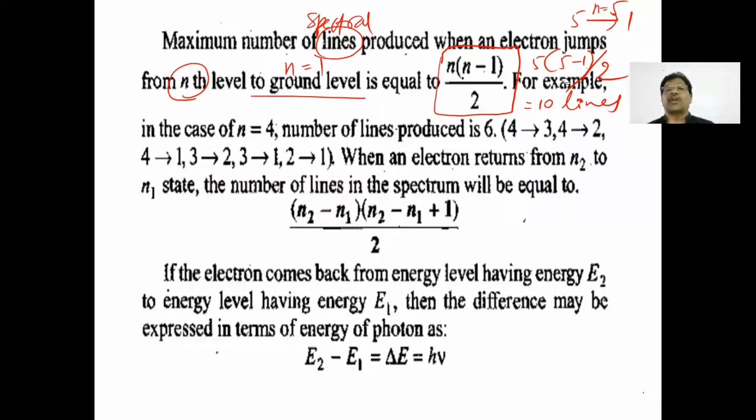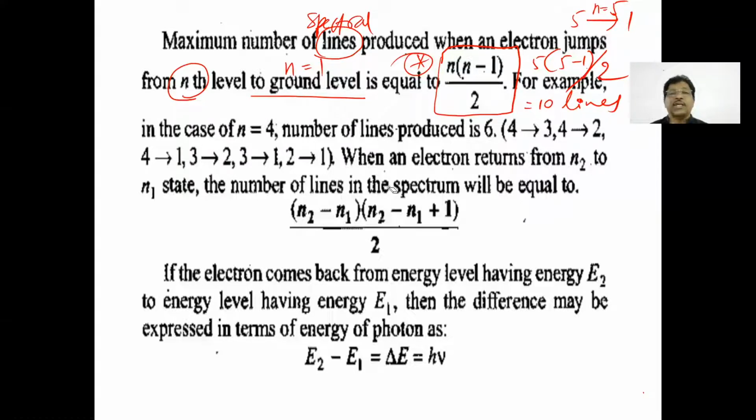From the 5th orbit to the 1st orbit, 5 of 5 minus 1 divided by 2. So 5 minus 1 is 4. 4 into 5, 20. 20 by 2, 10 lines. 10 spectral lines will be totally obtained when the electron jumps from the 5th orbit to the ground state. So this is the important formula to be understood here. The number of spectral lines produced when an electron jumps from the nth orbit to the ground state is n(n minus 1)/2.